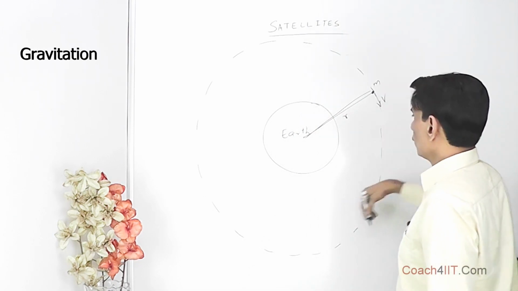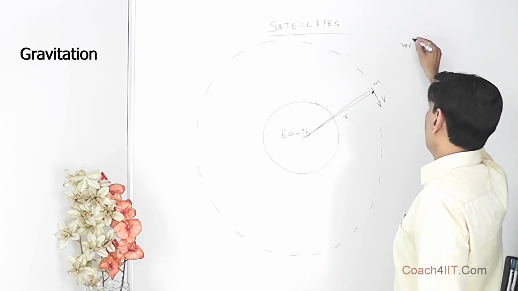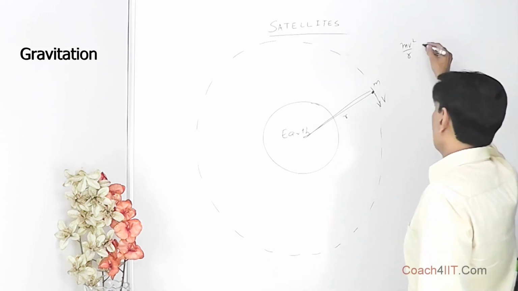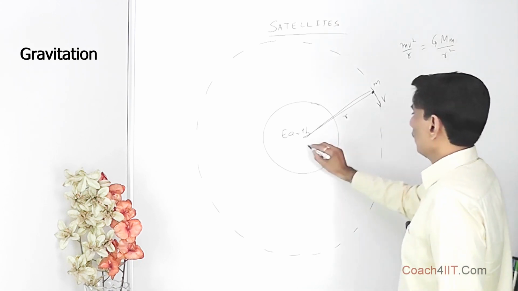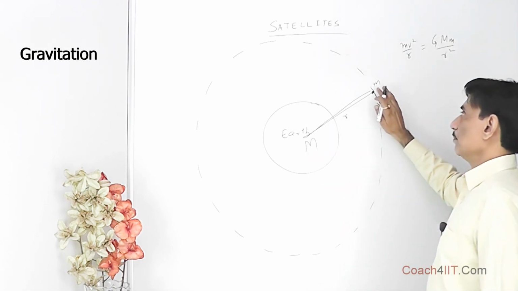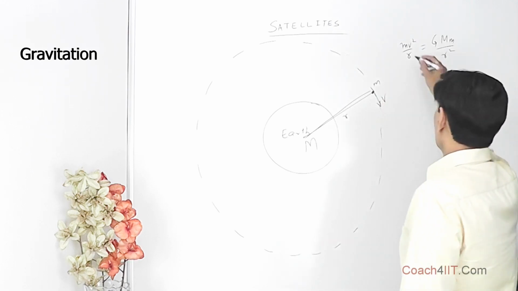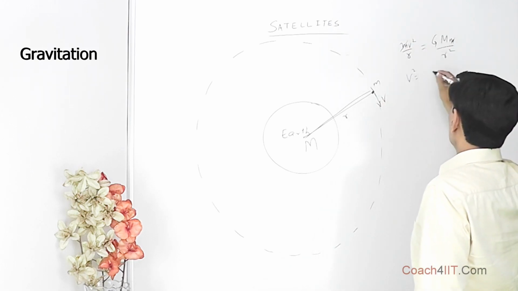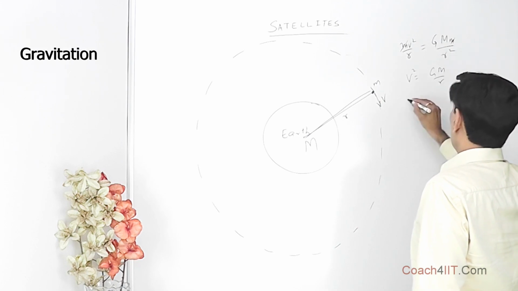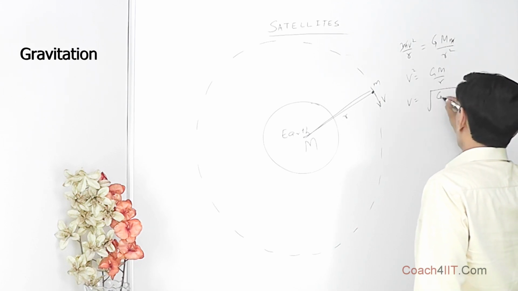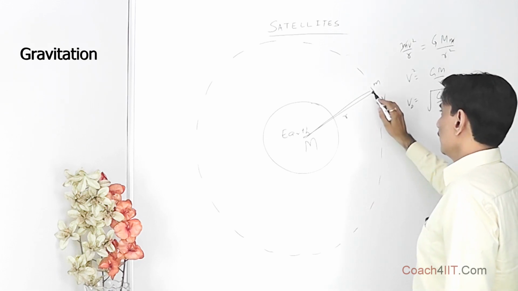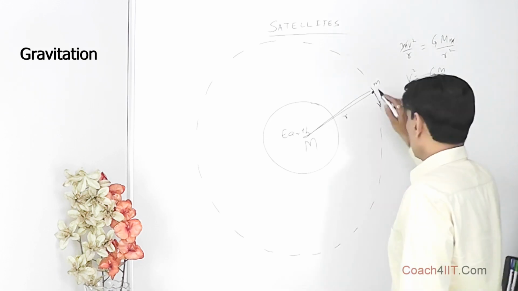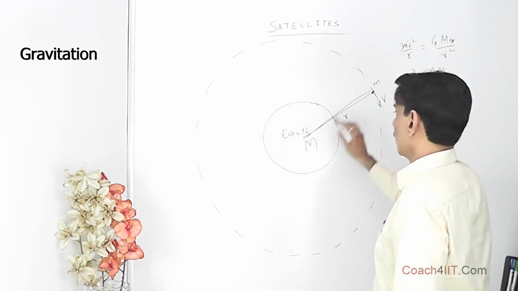So obviously when it is moving in a circle, it has a requirement of mv square upon r. This requirement is going to be met by GMm upon r square, where capital M is the mass of Earth and small m is the mass of this satellite. M and m get cancelled, so v square is equal to GM by r, or v comes out to be under root of GM upon r. So this is the orbital velocity that this satellite should have so as to move in a circle of radius r around the Earth.